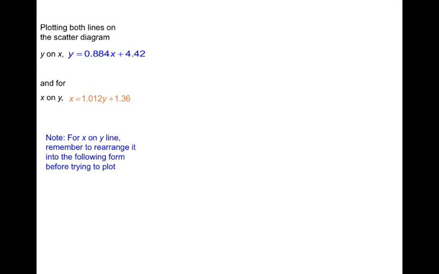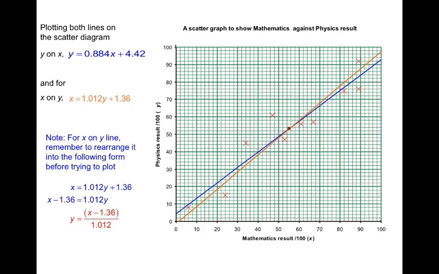If we plot both lines on a scatter diagram, there we are, we've got that. Now if you were going to do the x on y manually, then you'd have to rearrange it. So it looks like that. And then we get the graphs that we've got before. Notice that both lines go through the mean. Okay, that's a good check for you to see if you've got them right.